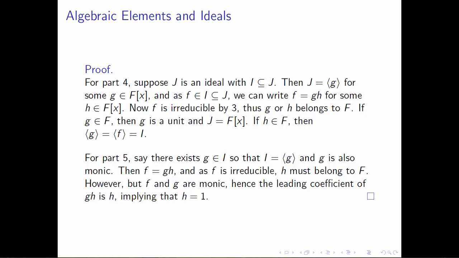However, f and g are both monic polynomials, and if h is a constant, an element of the ground field, then we know that the leading coefficient of g times h is h, that element of the ground field. However, the leading coefficient of gh has to be the leading coefficient of f, which is 1. This implies that h has to be equal to 1 exactly, and in the equation f equals g times h, we've shown that f is just equal to g.